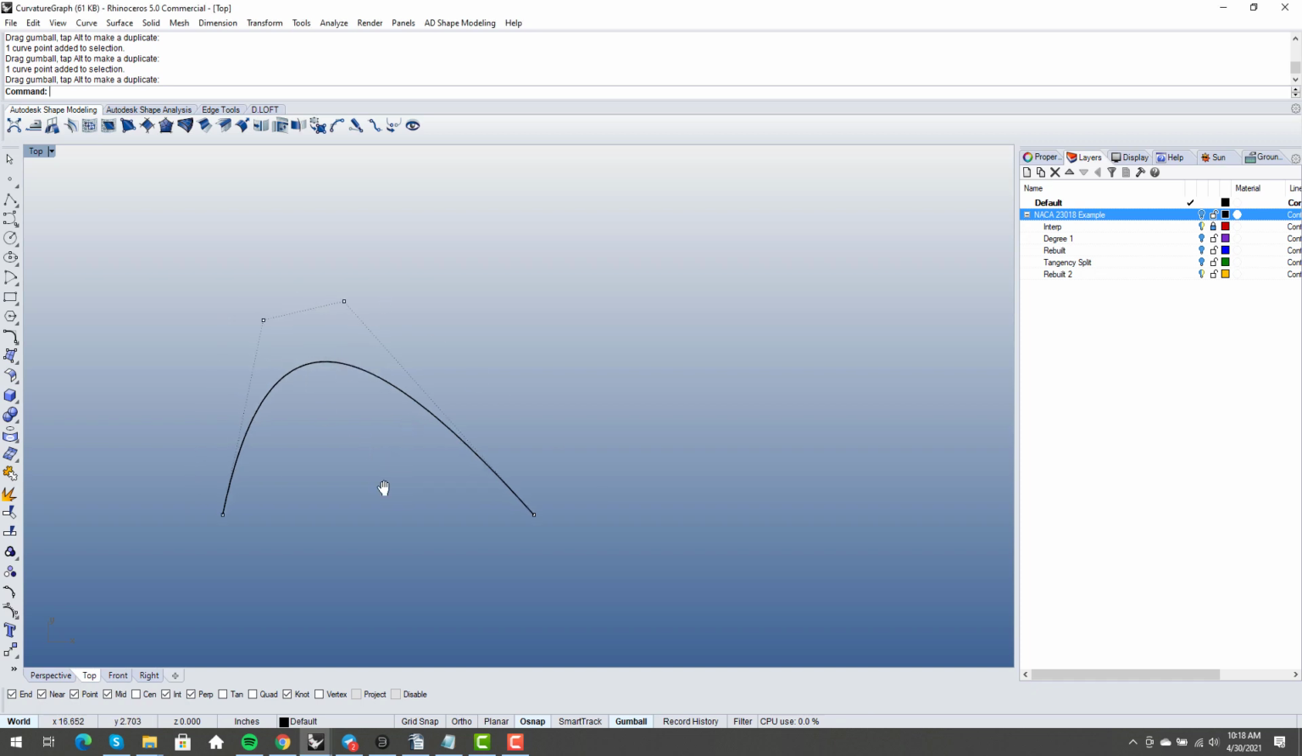I've got this really simple curve here. I always just do it from the command line. I'm a big fan of the command line in Rhino. Select objects for display. So you can select curves or you can select surfaces. Meshes won't have a curvature graph. Curves and surfaces will.